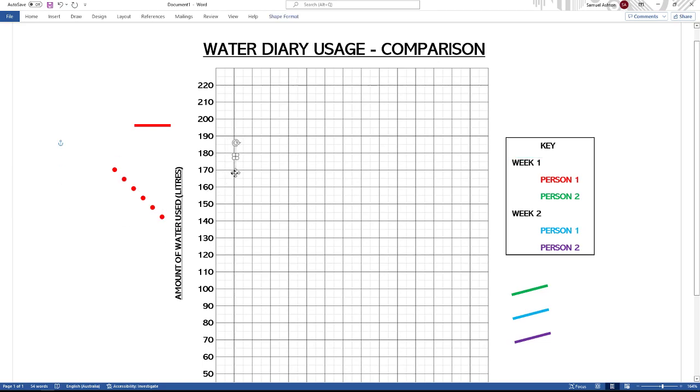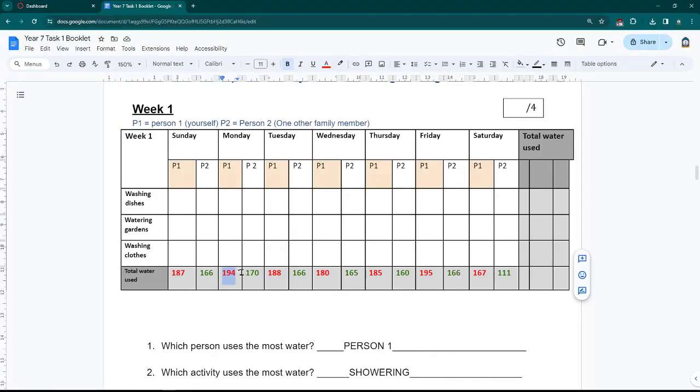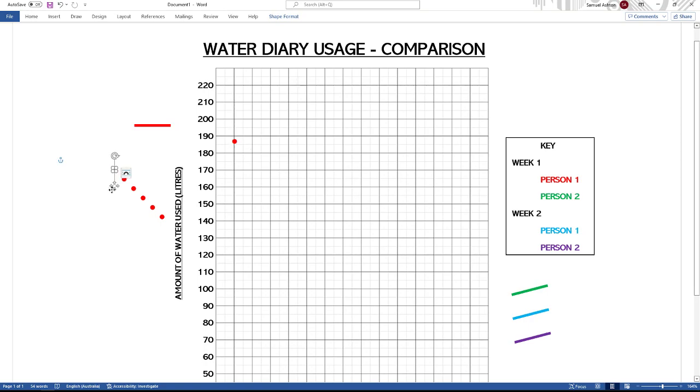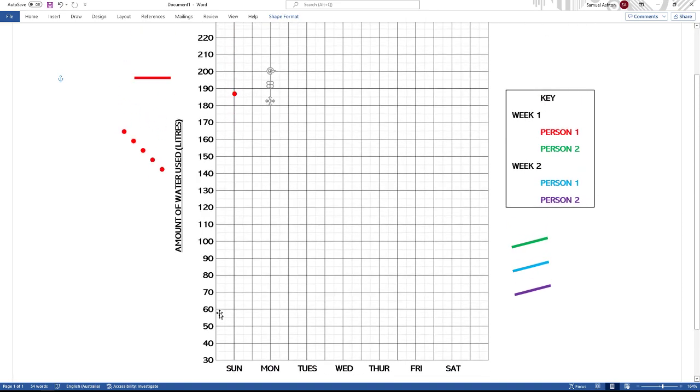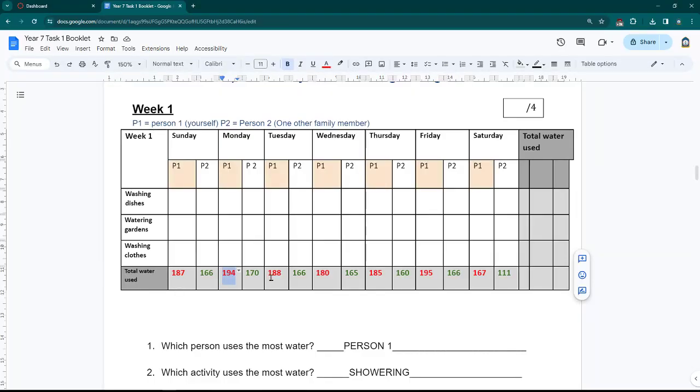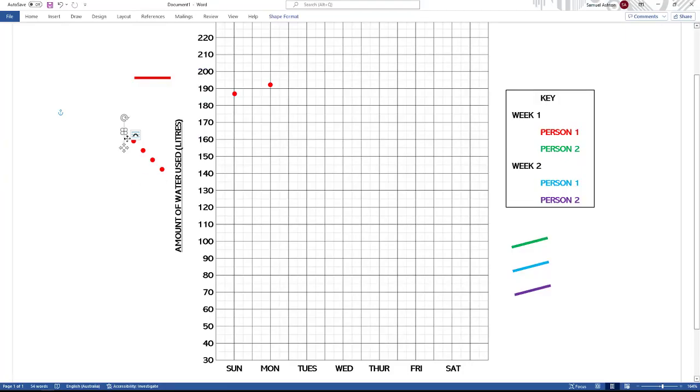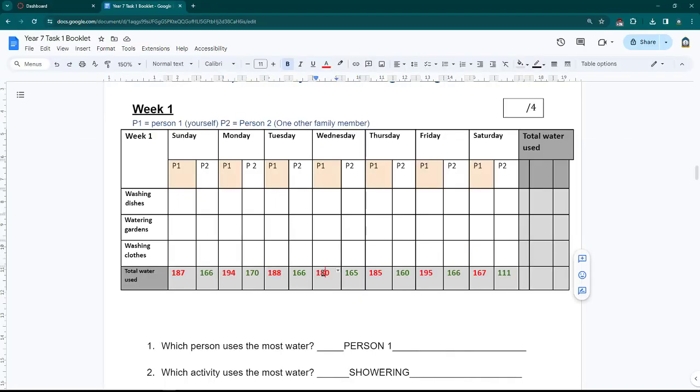So on Sunday they had 188, was it? We just check. 187, close enough. 194. 194 was the next day. Remember, I need to skip a line because it goes Sunday, skip, and then Monday. Tuesday was 188. And this is going to take me a while to sort of get through. 188. Wednesday, 180.